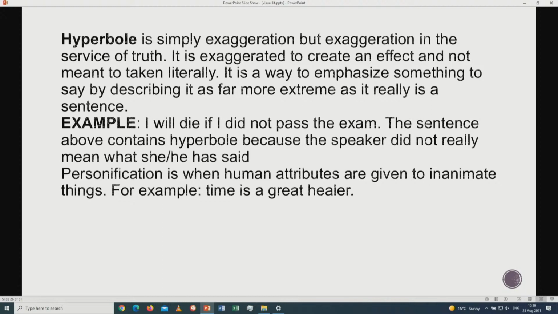Personification is when human attributes are given to inanimate things. For example, time is a great healer. It is a personification because time is non-living and is compared to a healer, which is a characteristic of a human being.